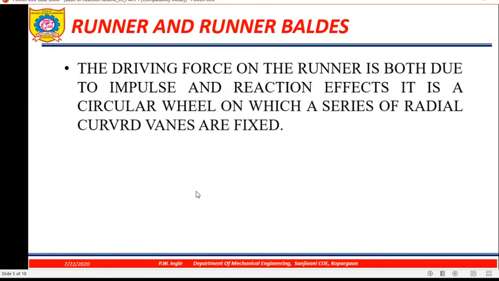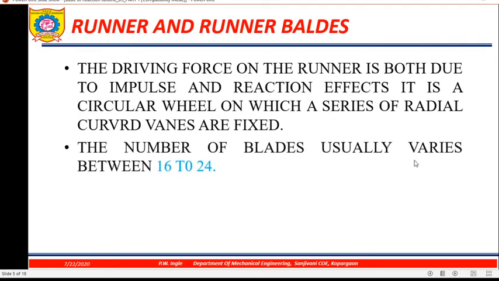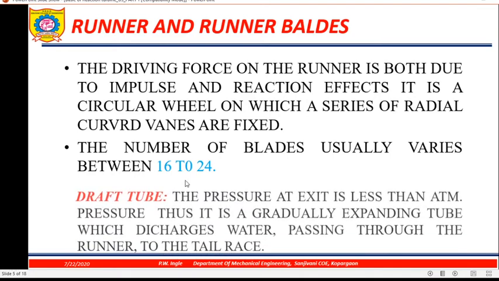Now runner and runner blades. The runner is nothing but the rotor. The driving force on the runner is due to both impulse and reaction effects. It is a circular wheel on which a series of radial curved vanes are fixed. So while discussing the vanes, we have to consider this curved vane. The number of blades usually varies between 16 and 24.